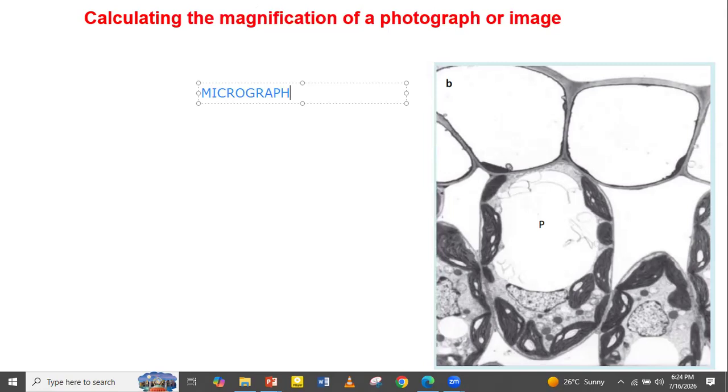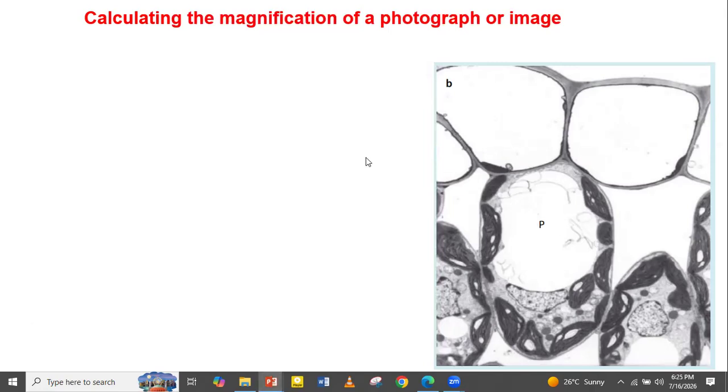So the micrographs can vary. It could be a light micrograph, which means a photograph from a light microscope. It could be an electron micrograph, which means a photograph from an electron microscope. So this is a light micrograph, and it's gotten from plant cells. It was gotten from a plant. I think you can see the plant cells. This plant cell has different structures in it. The cell has been labeled P.